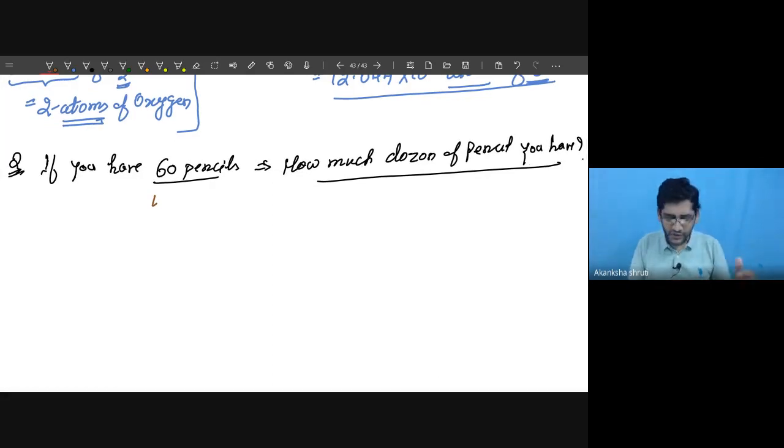We need to convert this 60 pencils into how many dozens of pencils. It is simply 5.